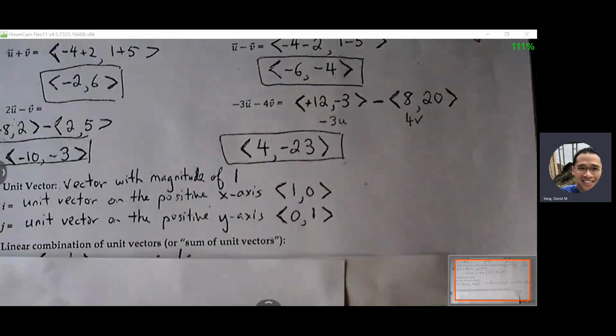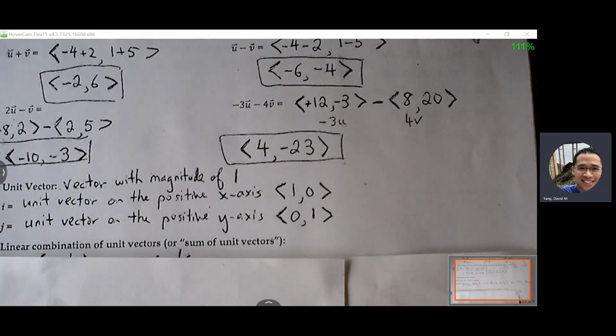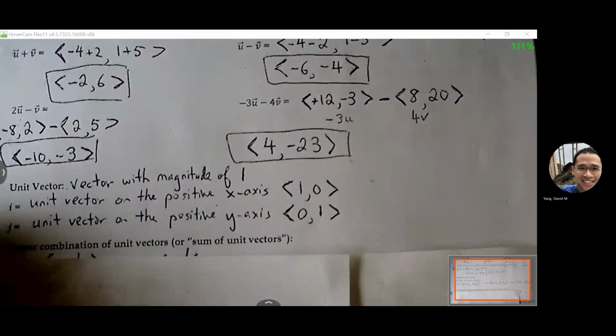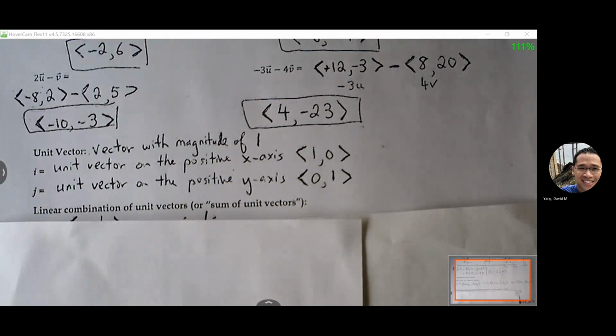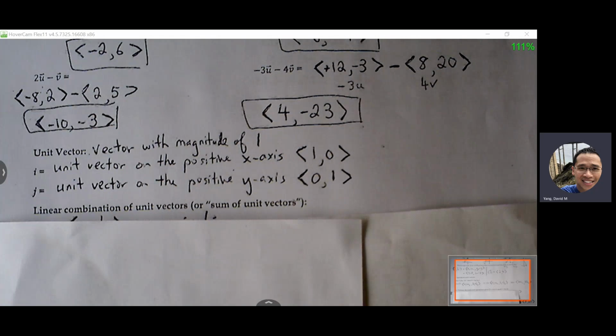So first semester, we talked about the unit circle, right? A unit circle is a circle with a radius of 1. So in the same sense, we're using the word unit in the same way. A unit vector is a vector with a magnitude of 1. So we have a special notation for a unit vector that is moving in the positive horizontal direction, which is i. And then j represents a unit vector that is moving in the positive y direction.